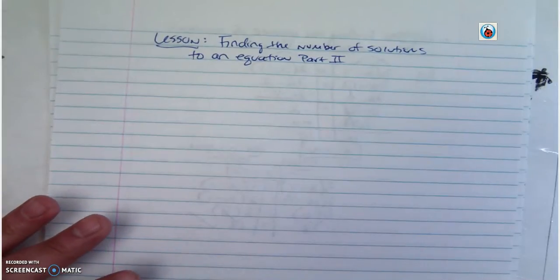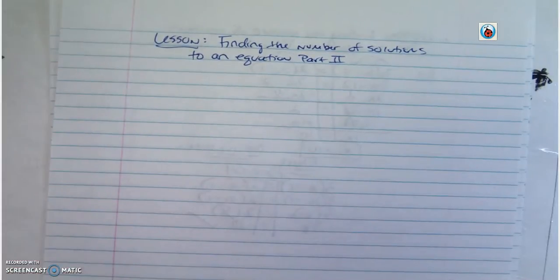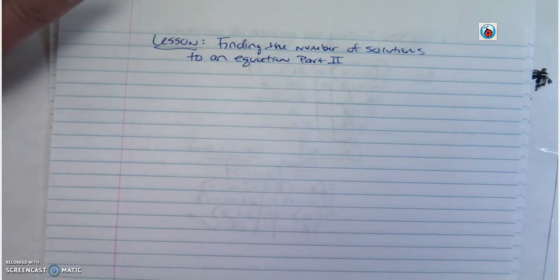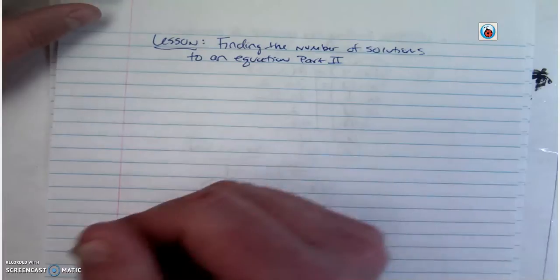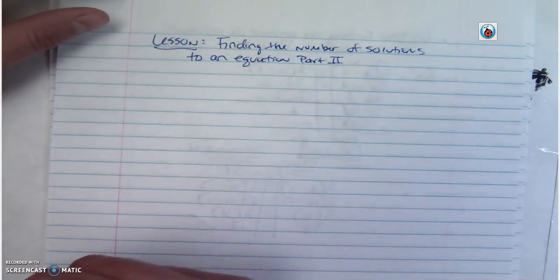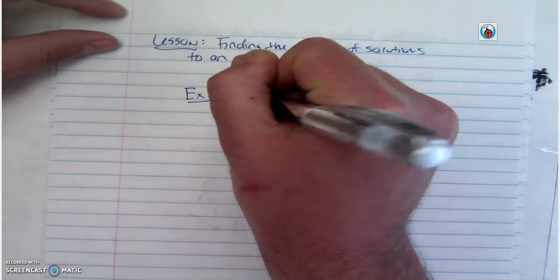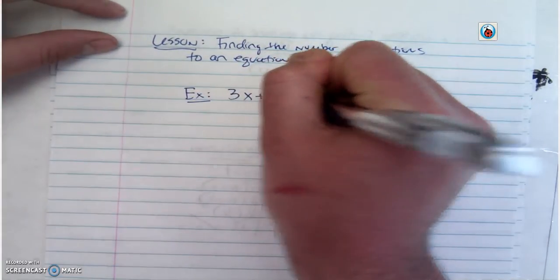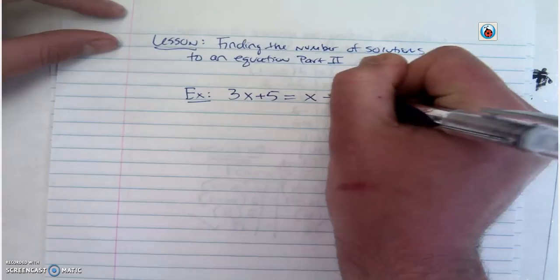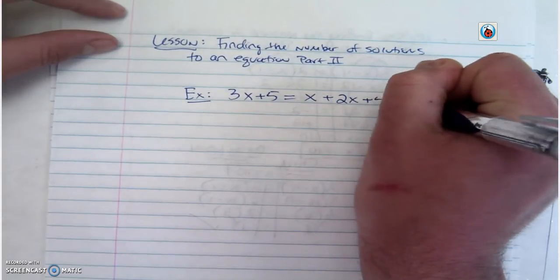Okay, welcome back, and we are going to finish the second part out of the three-part series on finding the number of solutions to an equation. So, I am going to begin by writing the next question down, which is 3x plus 5 is equal to x plus 2x plus 5.